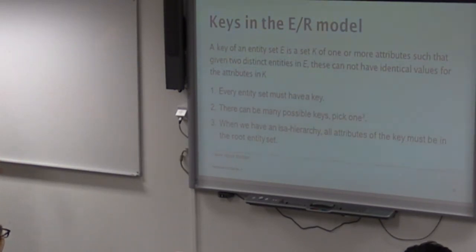And there can also be many possible keys. We saw that in the previous diagram. We have a lot of combinations. We have a lot of design decisions to make. And sometimes it's not that easy to select the correct combinations of attributes being your key. And also when you have a hierarchy, all the attributes that you have down in the children will sort of pop up into the root.